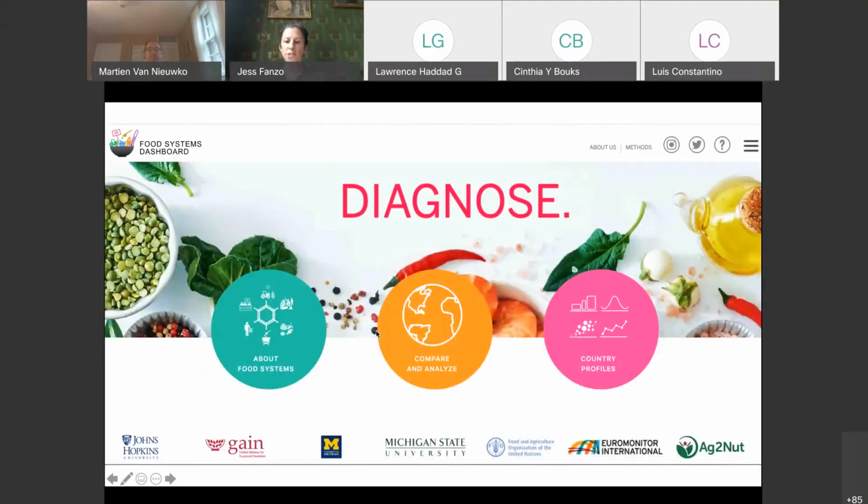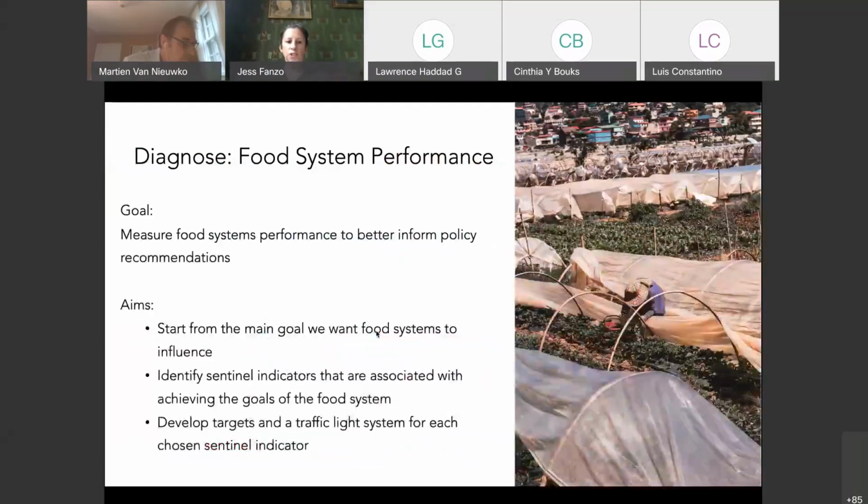Now, the next steps that we're working on over the next few months are the diagnose and the decide. So you go to the dashboard, you see that food systems are characterized. Well, what do you do if they are off track? And that is exactly what we're doing. We're curating a smaller set of indicators, what we're calling sentinel indicators, and developing targets in a traffic light system for each of those sentinel indicators.